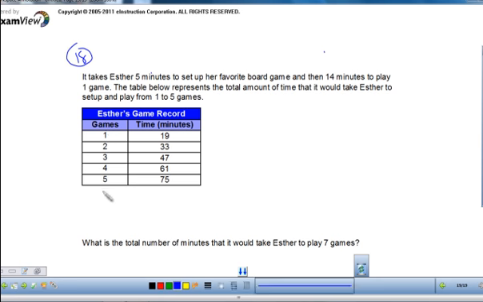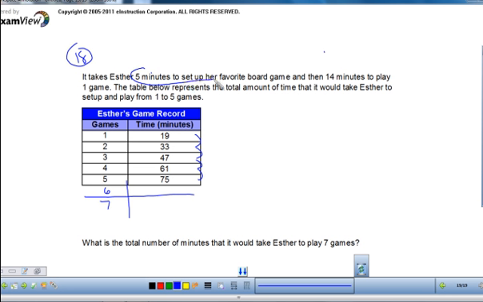Okay, so for number 18, it takes Esther 5 minutes to set up her favorite board game and then 14 minutes to play one game. The table below represents the total amount of time that it should take Esther to set up and play one game. So there's different ways you can do this. You can either find your table, look at the pattern, and see what am I increasing by. Or you can set up an equation.